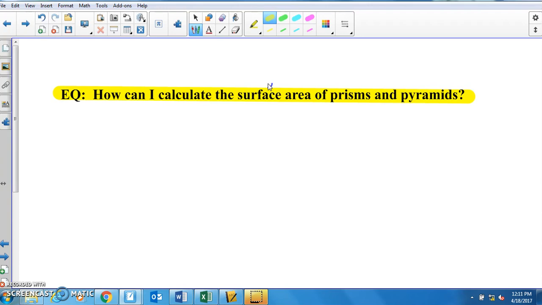So our central question is, how can I calculate the surface area in prisms of pyramids? If you'll recall, when we talked about volume, volume refers to the inside portion, how much liquid a container can hold, how much liquid a prism can hold, a pyramid, whatever the figure is. Surface area refers to the outside surfaces, like you're wrapping a present. How much wrapping paper would be needed to cover a particular box? That is what surface area is.